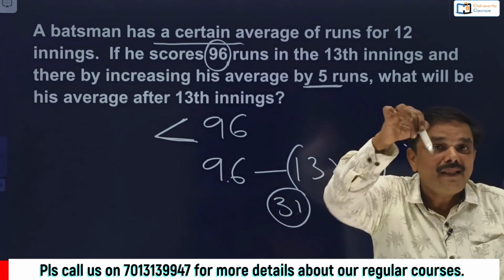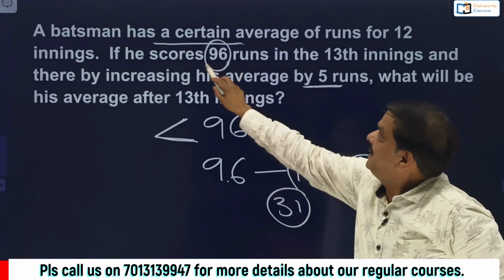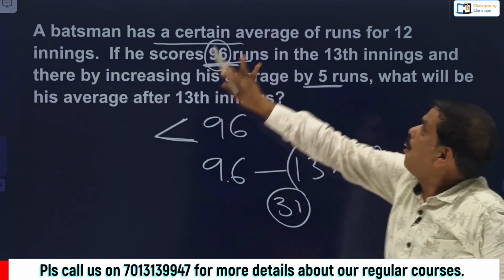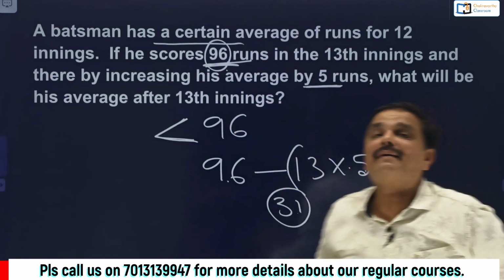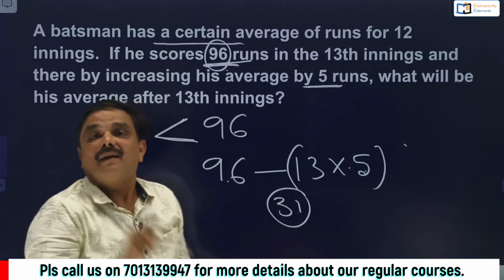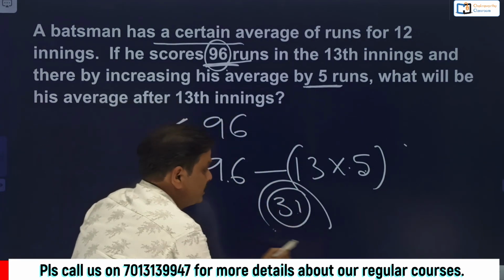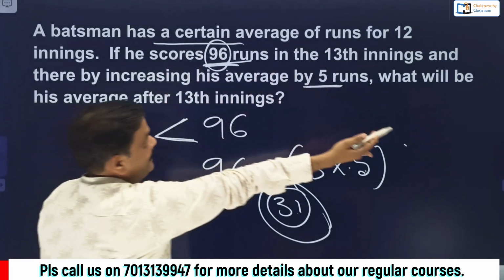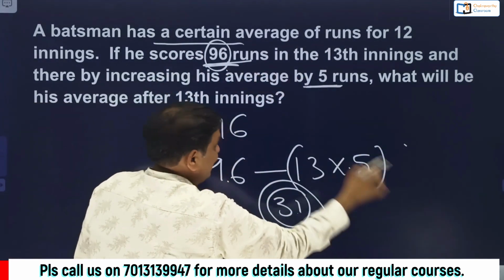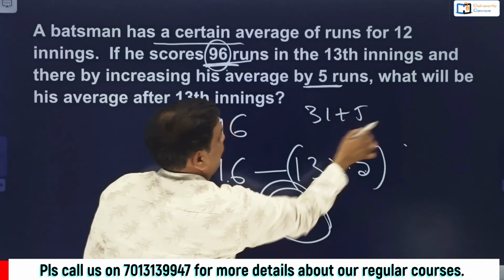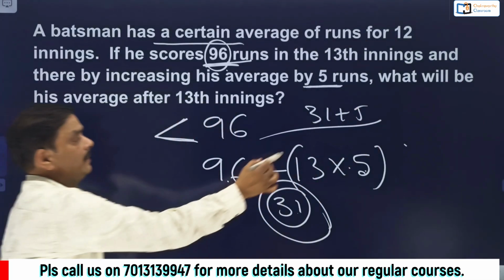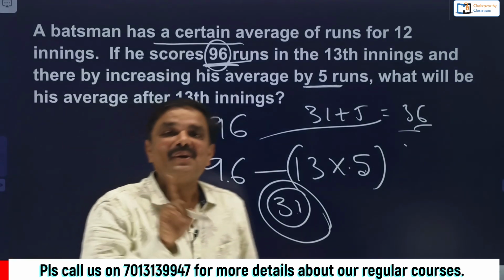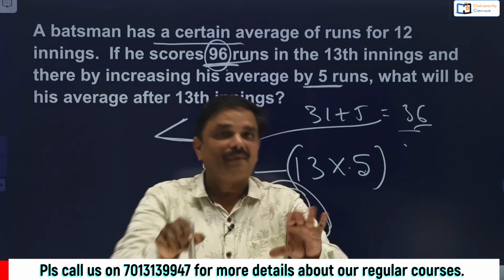In the 13th inning, he made 96 runs. Because of these 96 runs, the overall average has been increased by 5 runs. That means the previous average was 31. Now, the new average after the 13th inning is 31 plus 5, that's all. So my answer is 36. Hope this is clear for all of you. Always do the questions in this way.